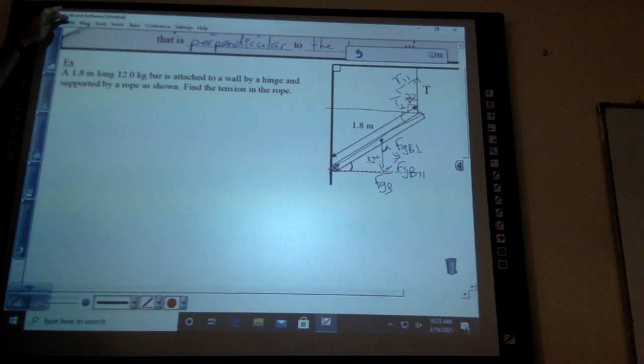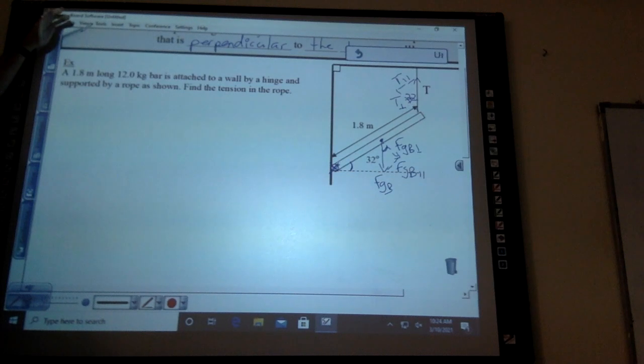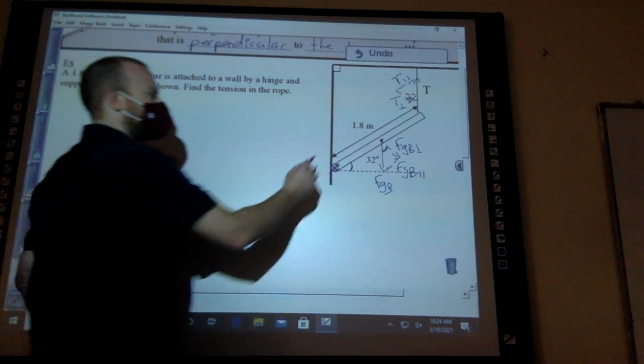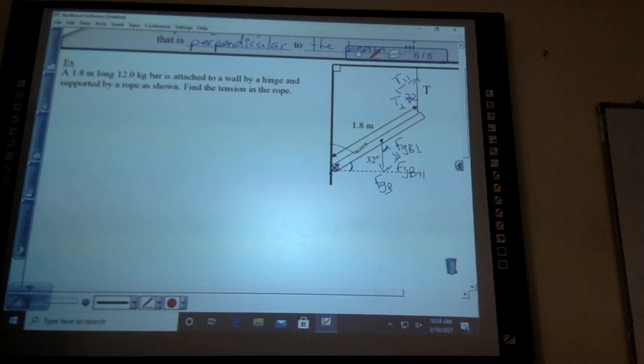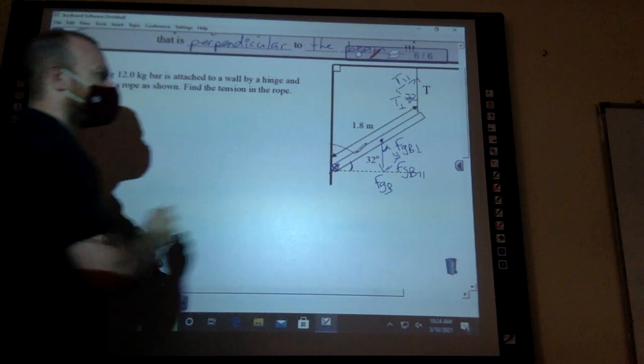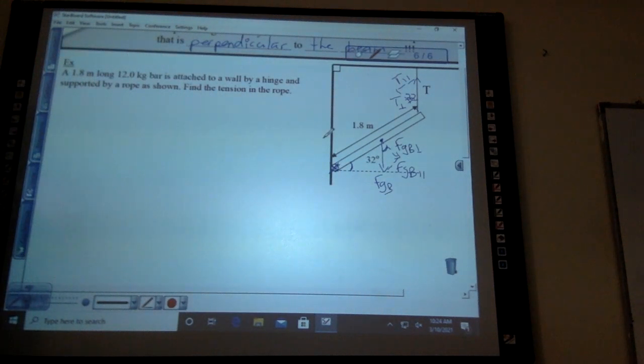Yes, but this is not always going to work. Because what happens if I tell you this angle? Then it messes with everything. So you'll need to get a little bit familiar with the triangles. Okay, now this is something we can work with.